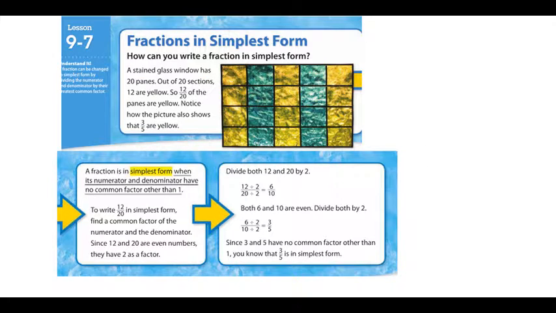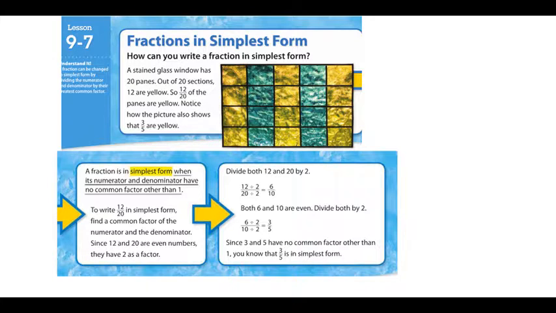Okay, so let's look at this story problem here to learn about fractions in simplest form. It says, how can you write a fraction in simplest form? A stained glass window has 20 panes. Out of 20 sections, 12 are yellow, so 12/20ths of the panes are yellow. Notice how the picture also shows that 3/5 are yellow. So clearly we can see 4, 8, 12, so 12 out of 20.